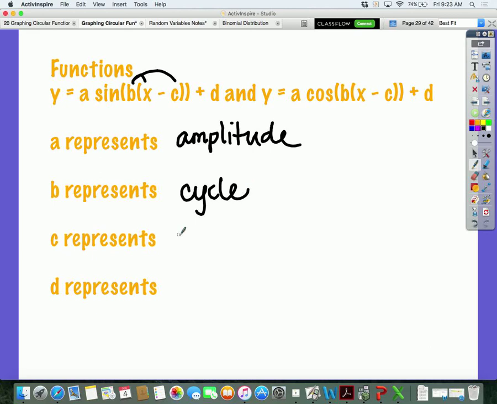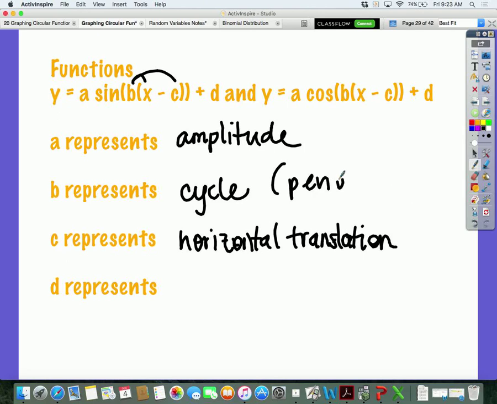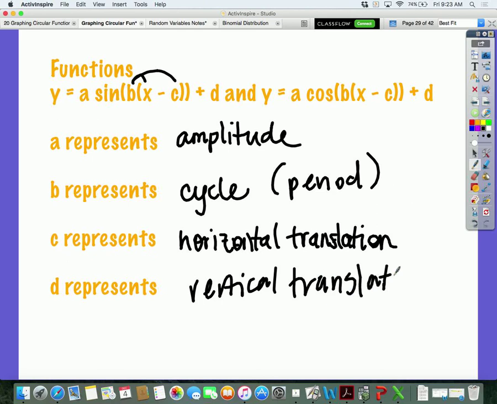C represents your horizontal translation. And by putting it in that extra set of parentheses, if it is pi over 8, you can just put pi over 8 and move on. And lastly, the D represents what? Vertical translation. So, just to be clear, if you don't put the extra set of parentheses, then you can't just put in your horizontal translation, you have to distribute B. You would have to distribute B if you wrote it without it.